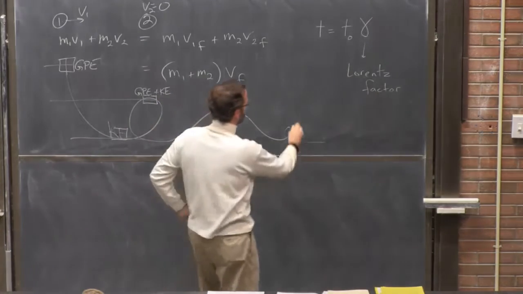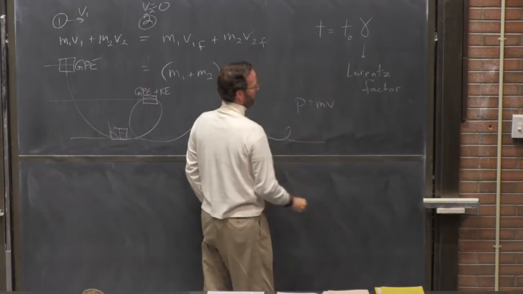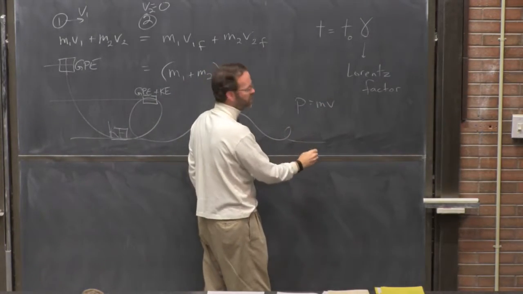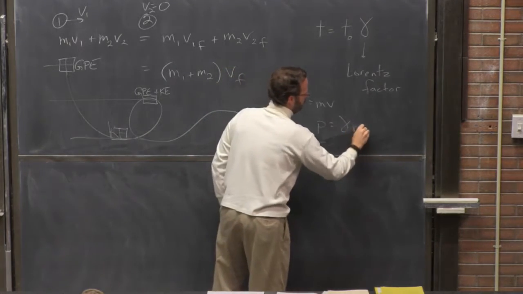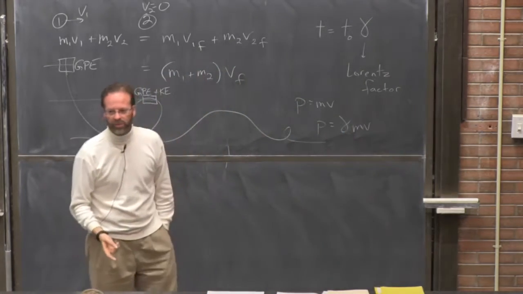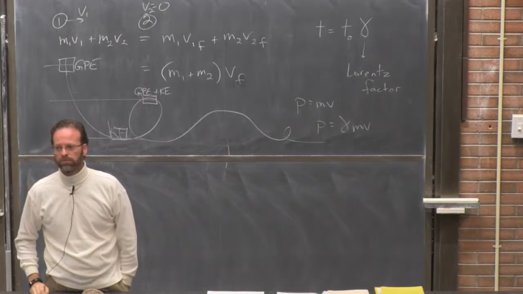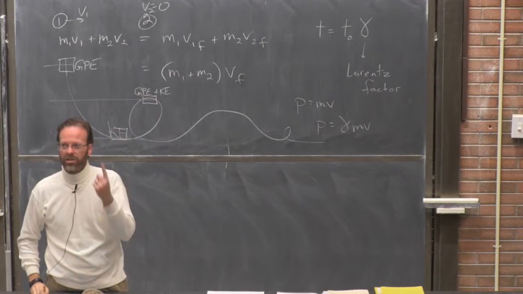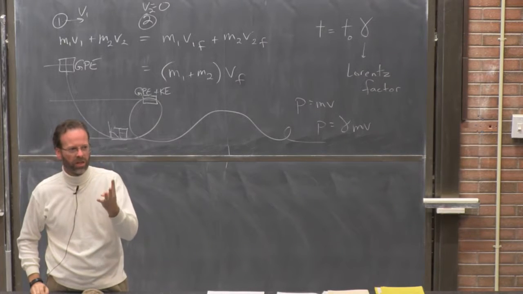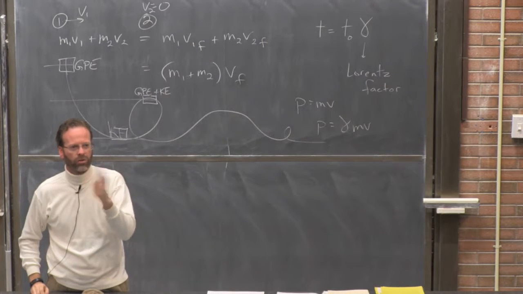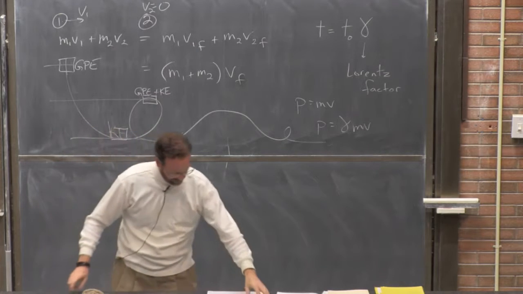So if momentum is normally just mv, your relativistic momentum would change by the same factor, depending on how fast you're going. That's what the factor tells you. So that time dilation and length contraction and change in momentum and energy can all be determined by that Lorentz factor.